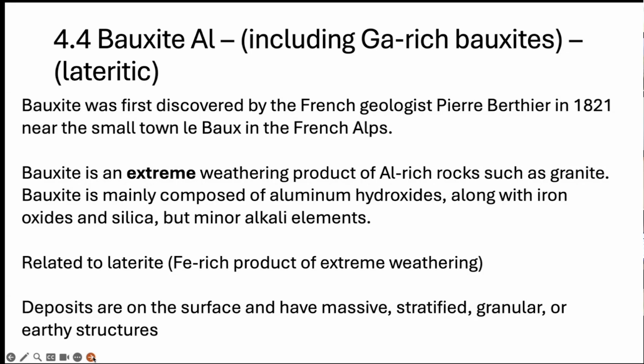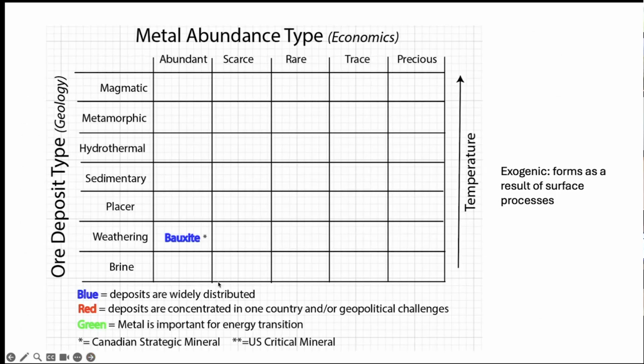Laterite is iron-rich and bauxite is aluminum-rich. And these deposits are generally right on the surface. They have massive, stratified, granular, or earthy structures. So there we have it. It's an abundant metal. It results from weathering, and the deposits are quite widespread. We could call it exogenic. It forms as a result of surface processes, as opposed to endogenic, which forms as a result of interior processes.